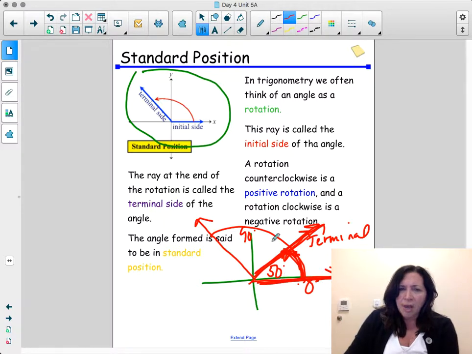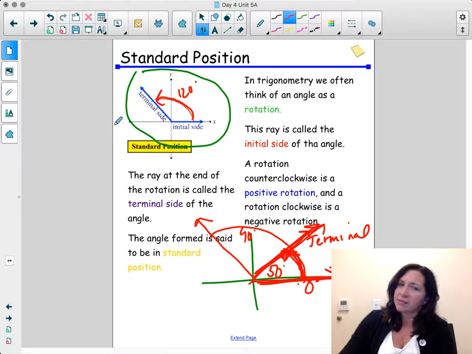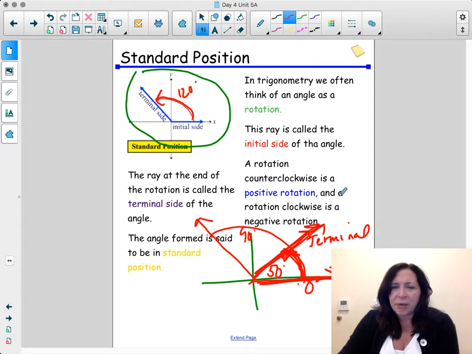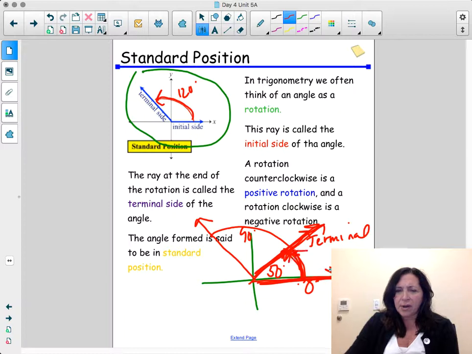If I'm talking about, let's say, something similar to this, let's say this is 120 degrees, right? It's in the second quadrant. It's more than 90, but less than 180. Again, initial side, terminal side. The whole angle, that's just in standard position. Okay, so there's a couple of different things. You always start, again, at 0. Okay, 0 is on the x-axis right here.